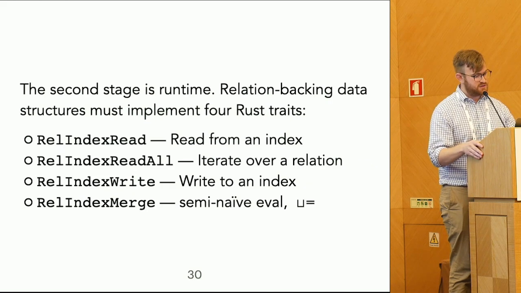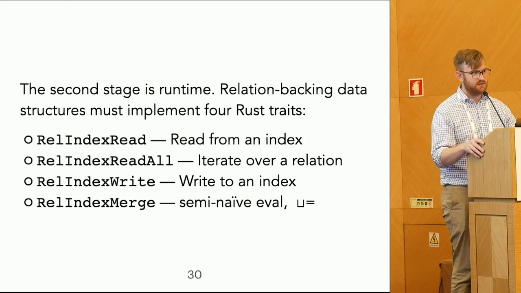The second stage is runtime. So relation backing data structures have to implement 4 Rust traits. Rel index read, which reads from an index. Rel index read all, which iterates over a relation. Write, which writes to an index. Rel index merge, which does semi-naïve evaluation or merges things in at the end of the loop.